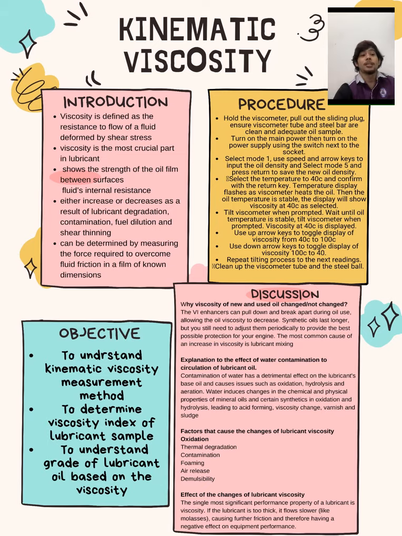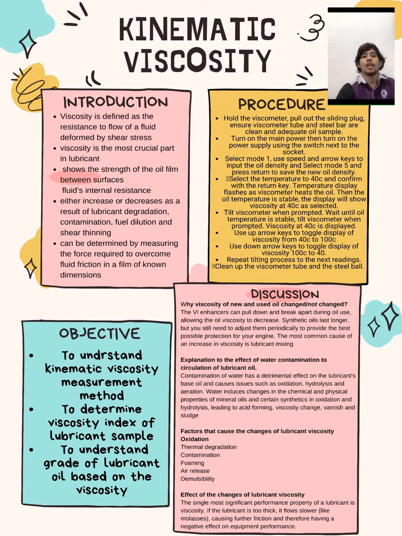Next, select mode 1. Use the speed and arrow keys to input the oil density. Next, select mode 5 and press return to save the new oil density. Select the temperature of 40 degrees C and confirm with the return key. The temperature display flashes as the viscometer heats the oil. When the oil temperature is stable, the display will show the viscosity at 40 degrees C as selected.